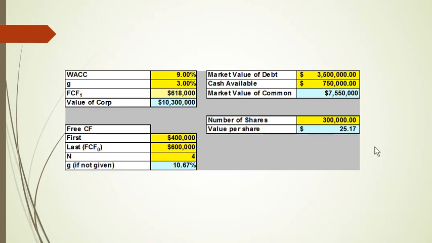And if we knew that this was, say, a publicly traded or a privately owned corporation, and they had 300,000 shares, we would be estimating that the value of this company is roughly $25.17 per share. Again, this is a model to use when dividends are not available.